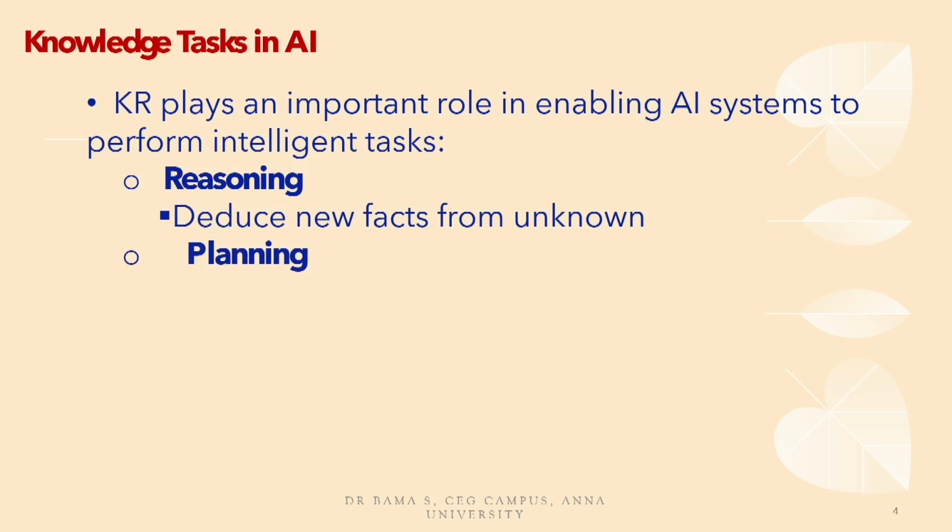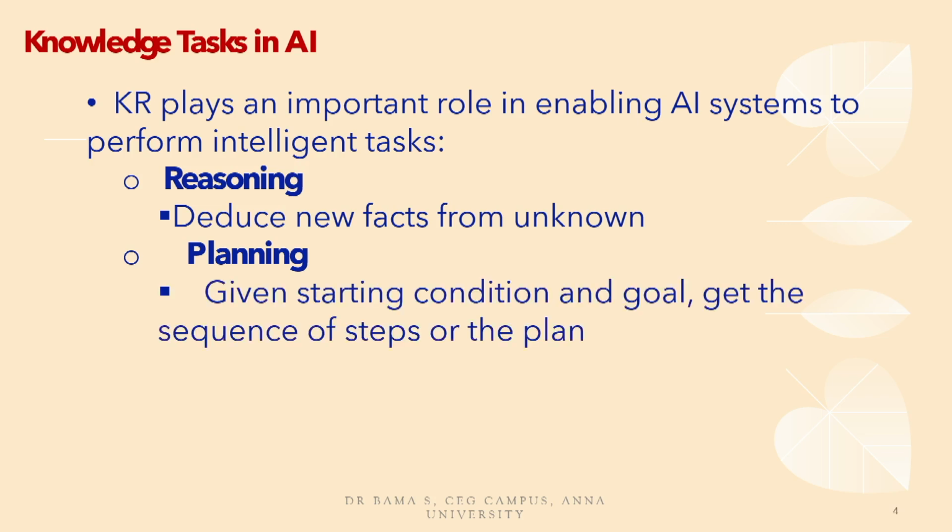Second example is the planning. In AI planning, we would have the starting state, given the initial condition or the initial state, and the goal. Can we get a sequence of steps or the plan? A typical example would be timetable planning. You have the initial state and the goal, how do we reach it?